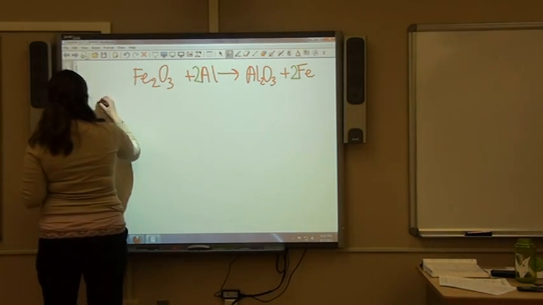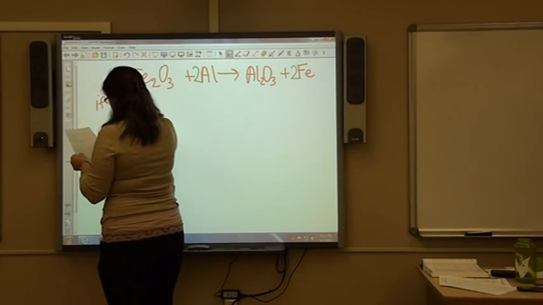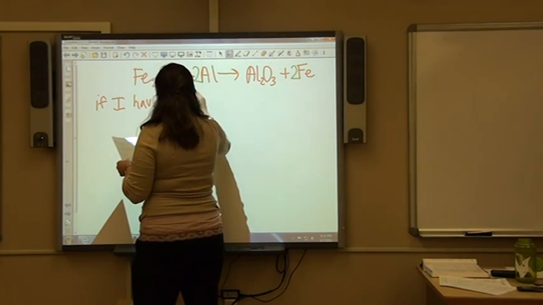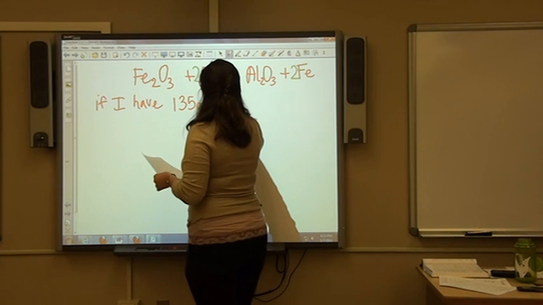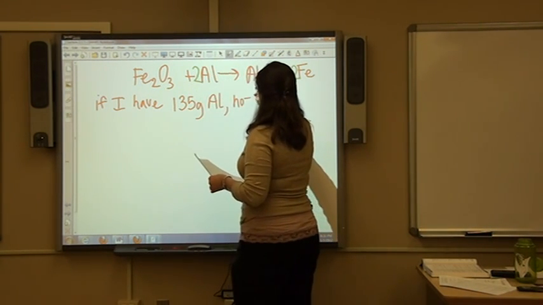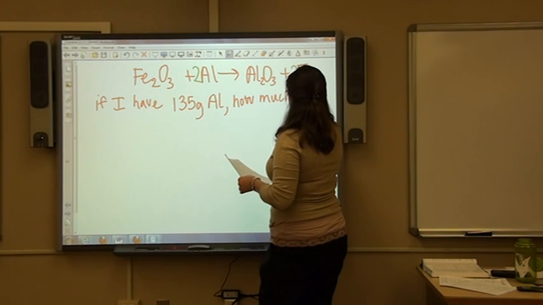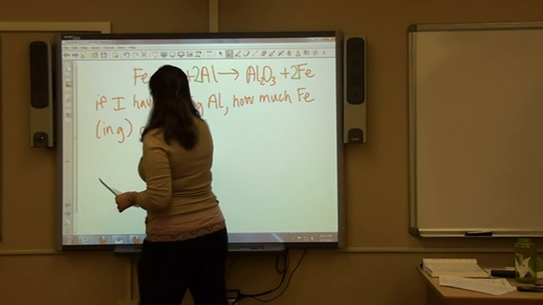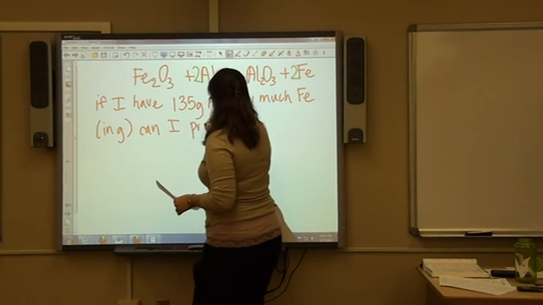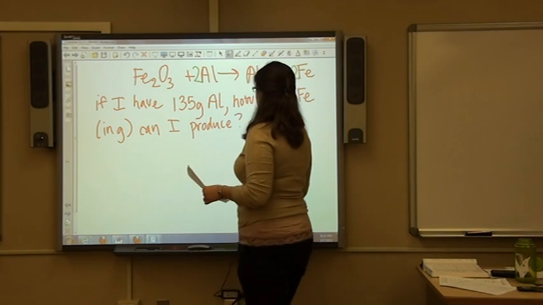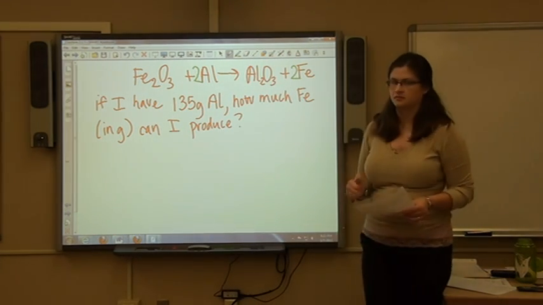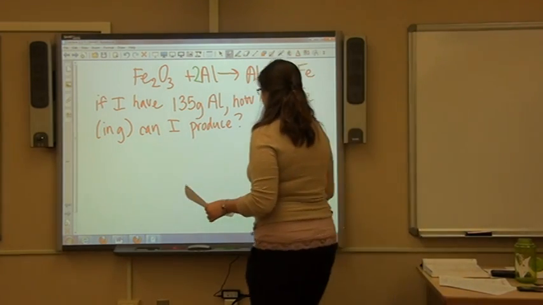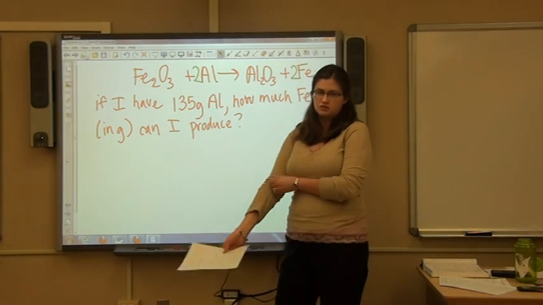Okay, so the question is going to ask something like this. If I have 135 grams of aluminum, how much iron, in grams, can I produce? So this is what your question is going to sound like. Okay, so this is basically a unit conversion problem.